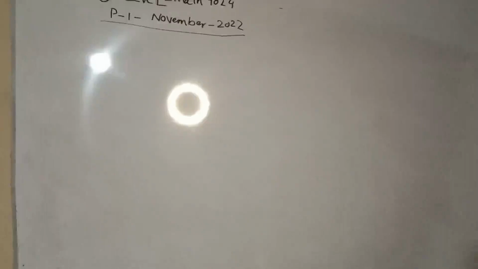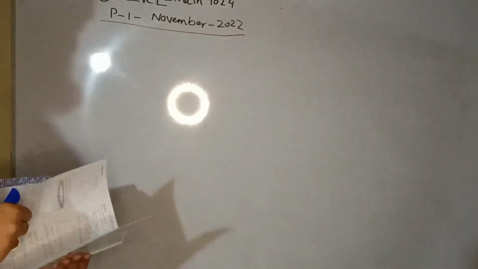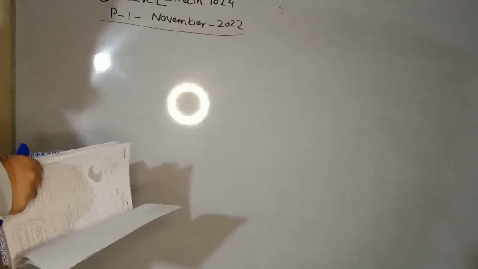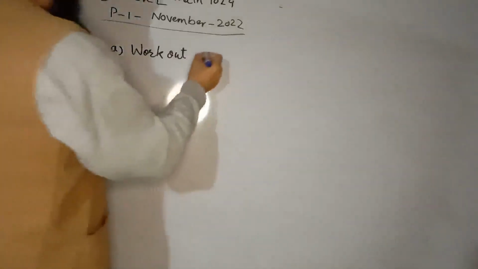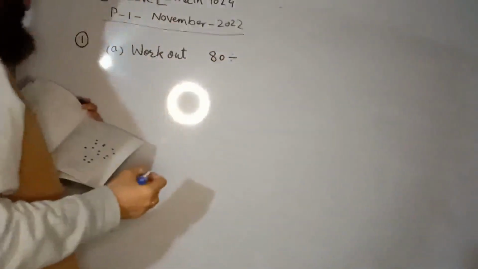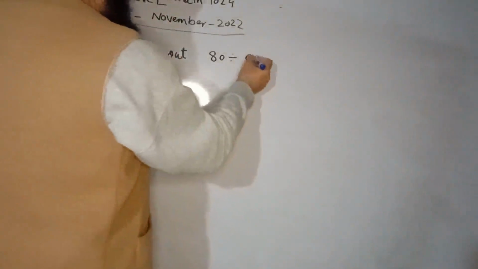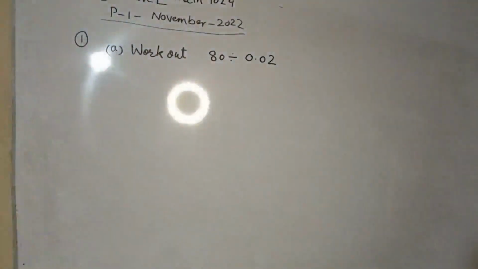Dear students, today we have to start November 2022 question O-Level Mathematics 4024 paper 1. 80 divided by 0.02. So this is paper 1 question. We are not allowed to use calculator.